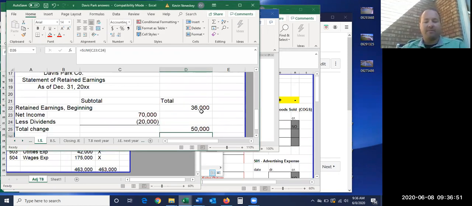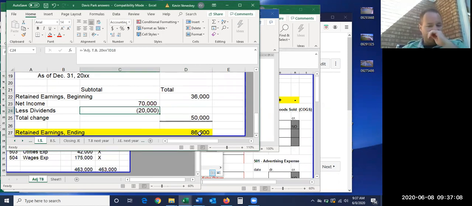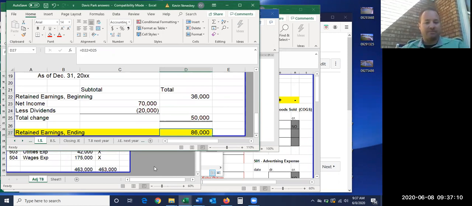And then finally, it's just add up our beginning plus our change. This was our changed amounts. What changed for the year? Money we brought in minus money we paid ourselves. Our new retained earnings is 86,000.